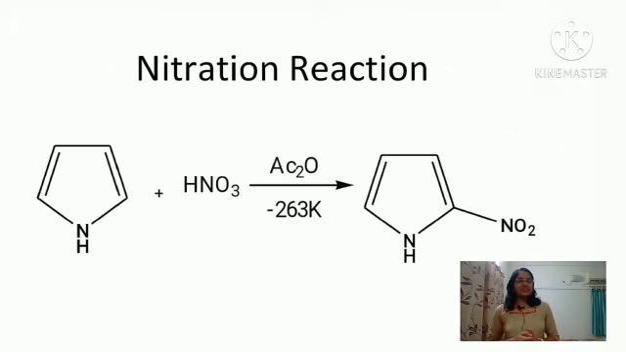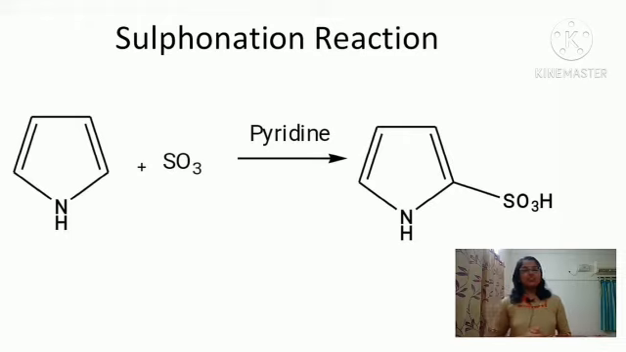Next, we can discuss the nitration reactions of pyrrole. Nitration of pyrrole is carried out with nitric acid in the presence of acetic anhydride. Then we get 2-nitropyrrole as the product. Next is the sulfonation reaction of pyrrole. When pyrrole is treated with sulfur trioxide in pyridine as the solvent, we get pyrrole-2-sulfonic acid as the product.